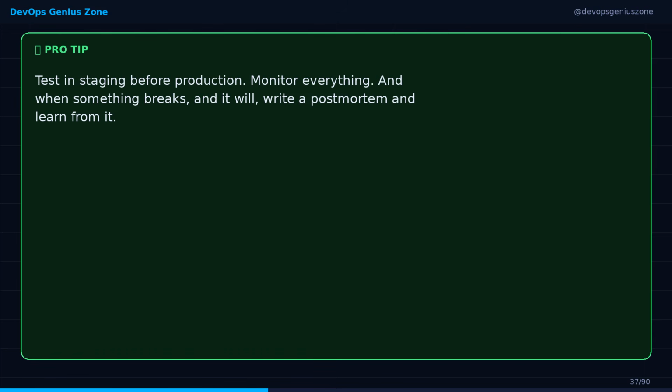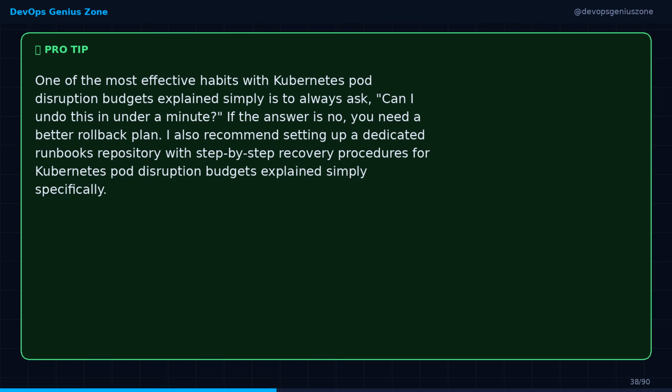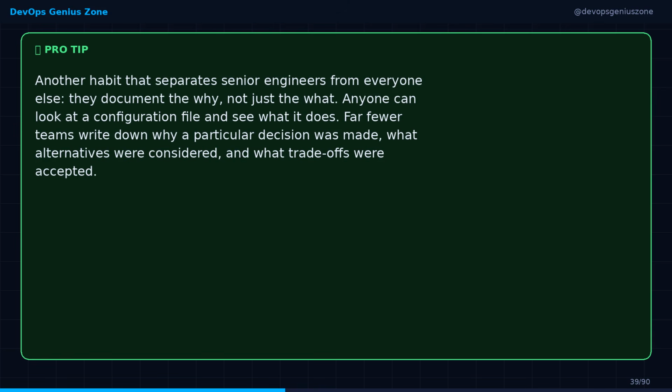Another habit that separates senior engineers from everyone else, they document the why, not just the what. Anyone can look at a configuration file and see what it does. Far fewer teams write down why a particular decision was made, what alternatives were considered, and what trade-offs were accepted. 6 months later, when someone wants to change that configuration, that context is the difference between a confident change and a nervous one. With Kubernetes Pod Disruption Budgets Explained simply, I strongly recommend a short comment or linked doc next to any non-obvious decision explaining the reasoning behind it.